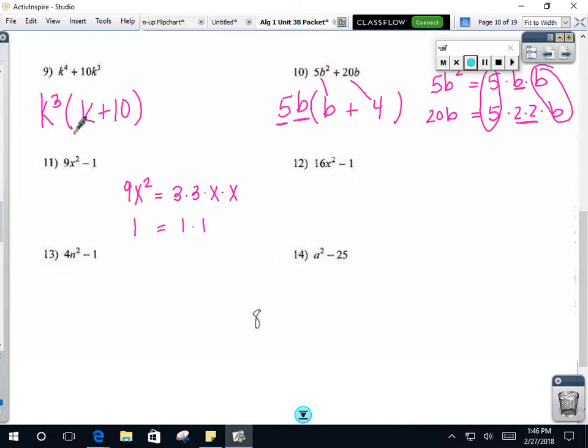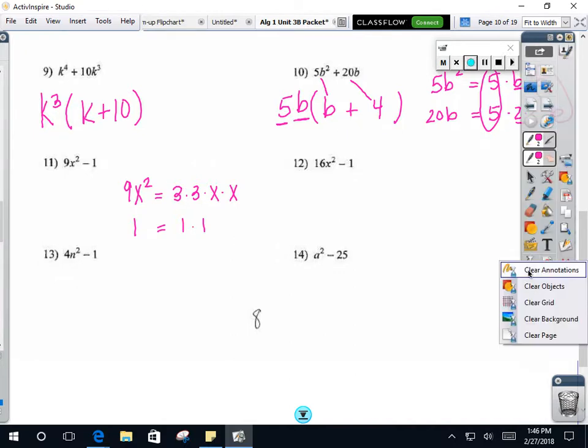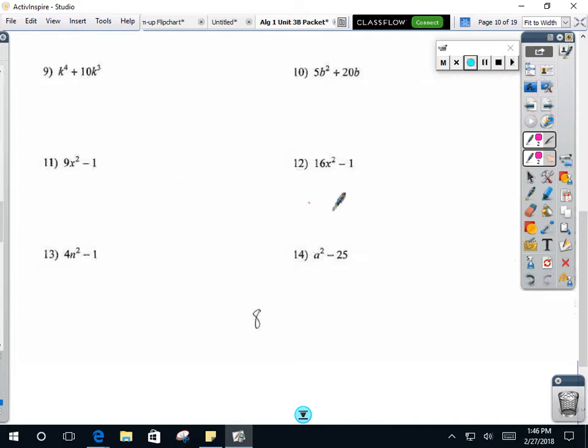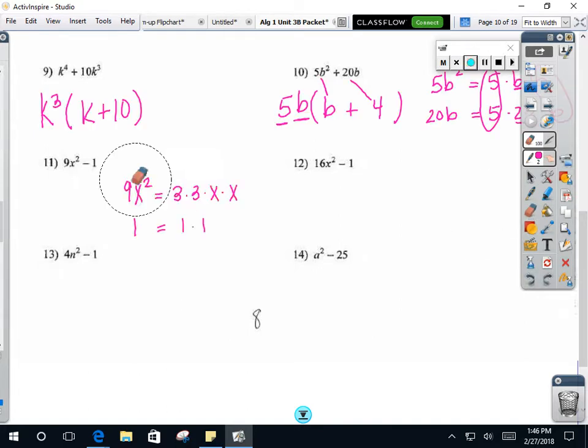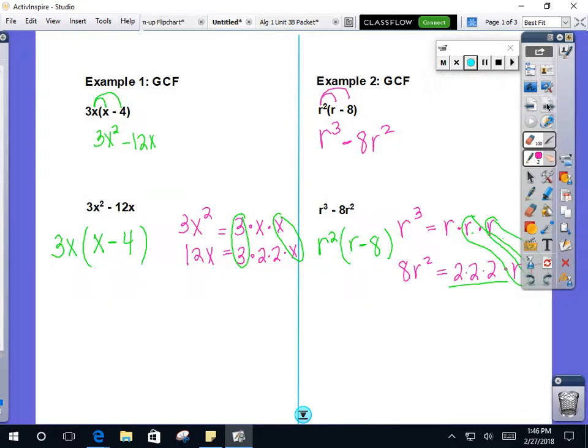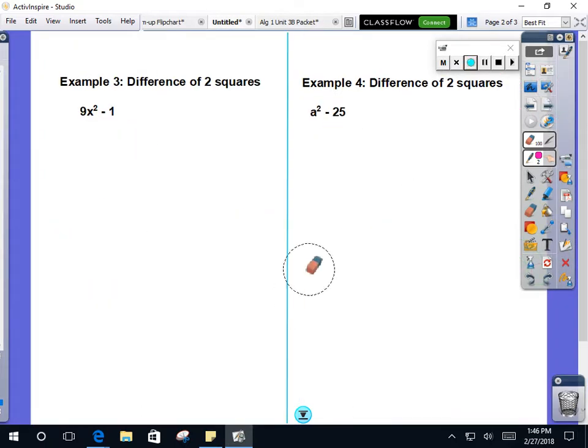Okay, so we cannot do it the same way. This is a special case. This is a binomial that's a special case. So now put down your pencil, and I'm going to do a couple of these. Okay, this binomial is called a difference of 2 squares.